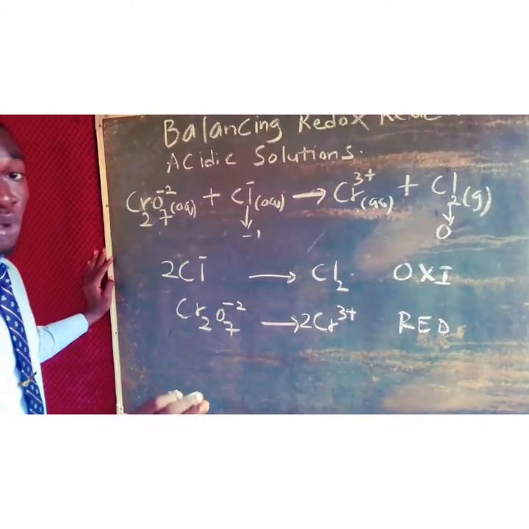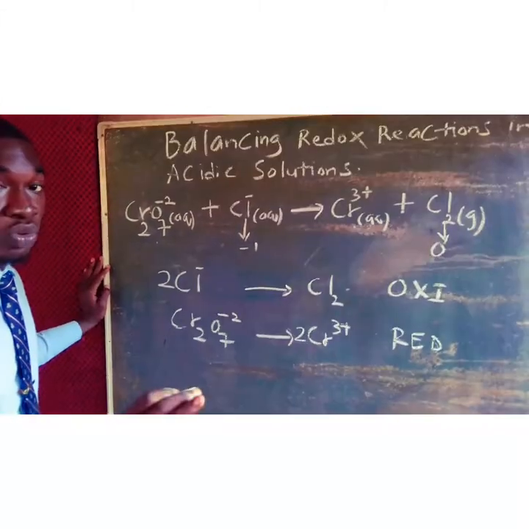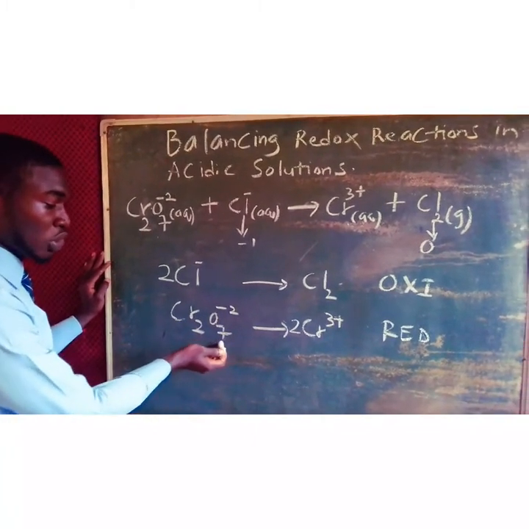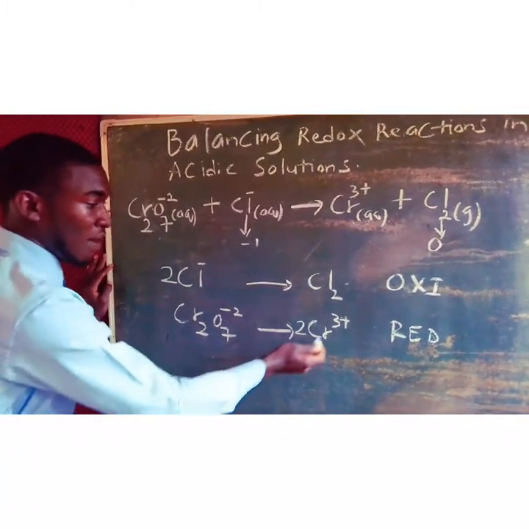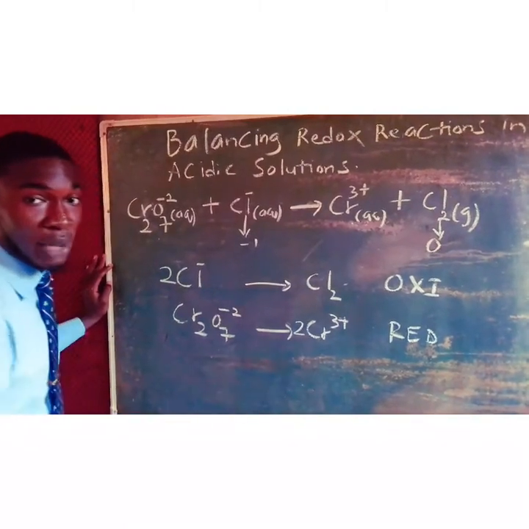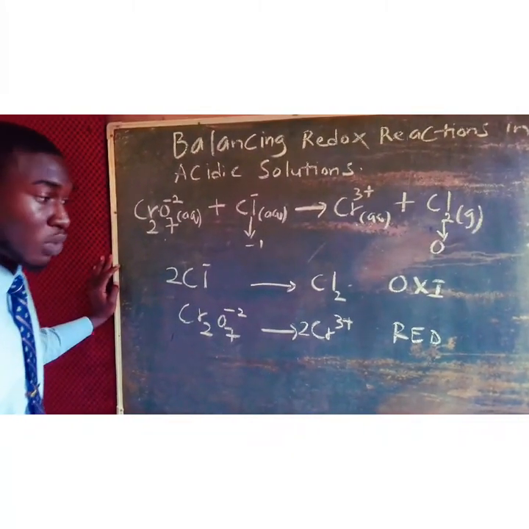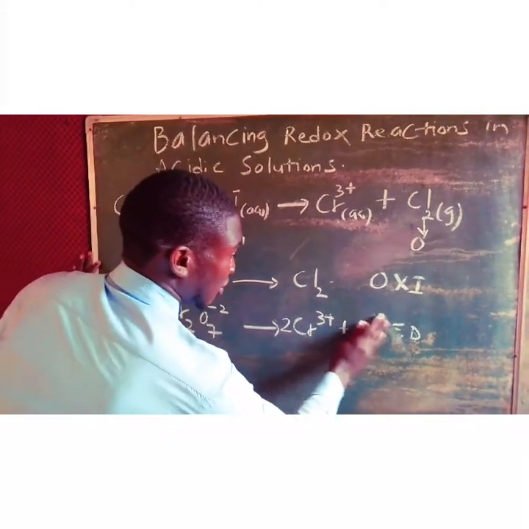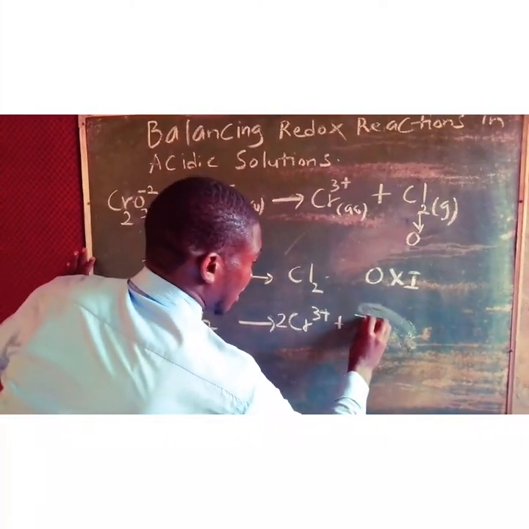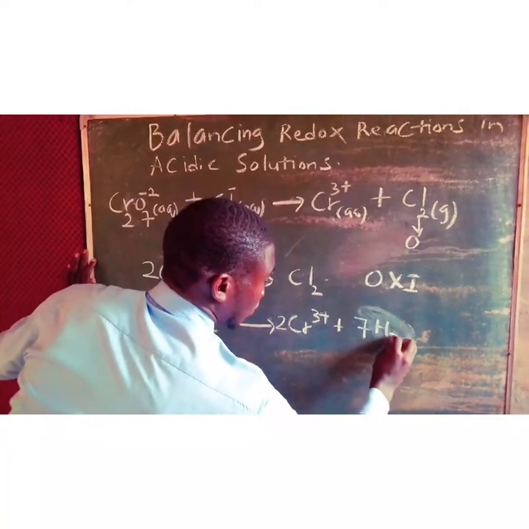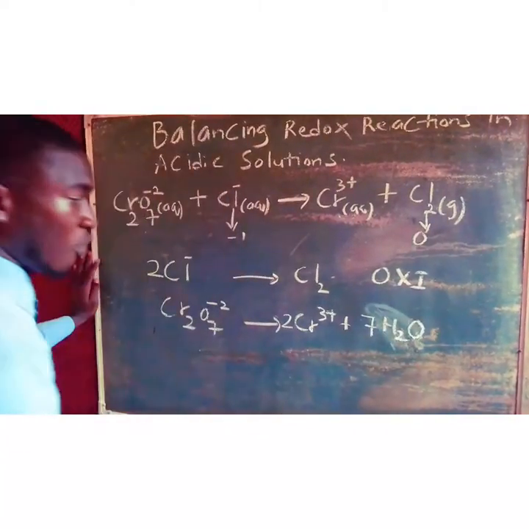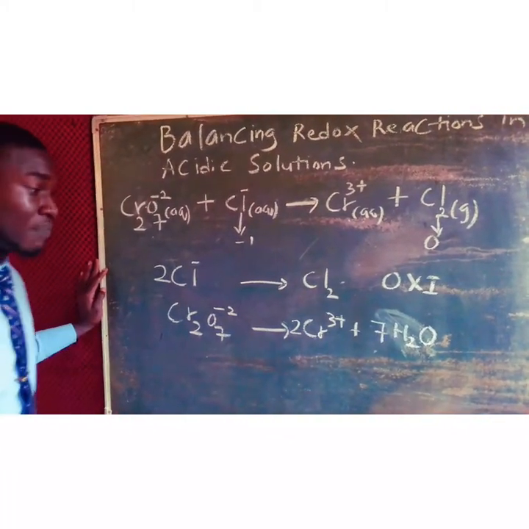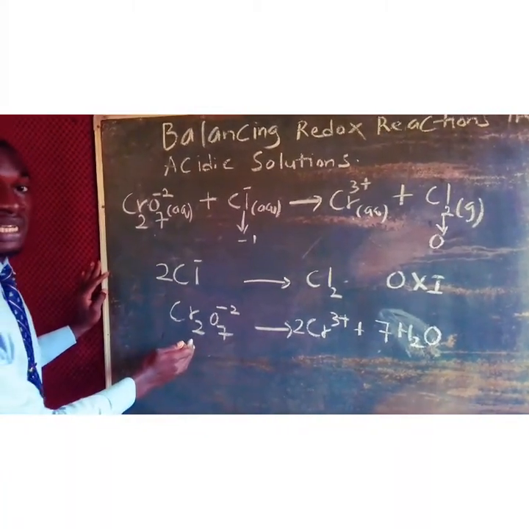So let's now balance oxygen by adding what? Water molecules. Here we have 7 atoms of oxygen. We have no oxygen here. So that means we're going to add 7 molecules of water. So here we have plus 7H2O. Now we've added water to this side. So the atoms of oxygen now is 7 in number, while the atoms of oxygen here is as well 7 in number.